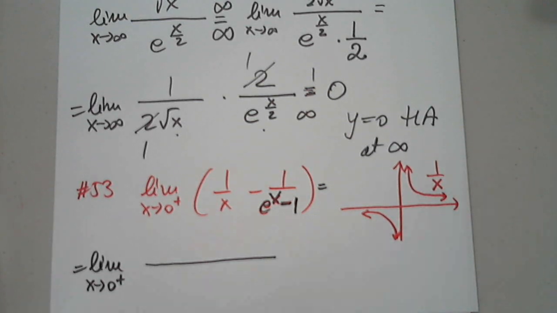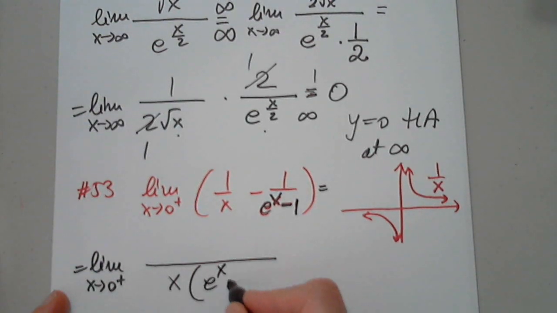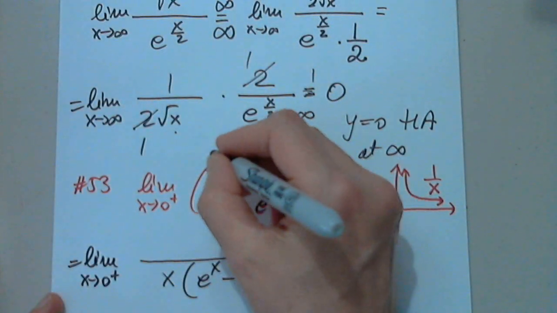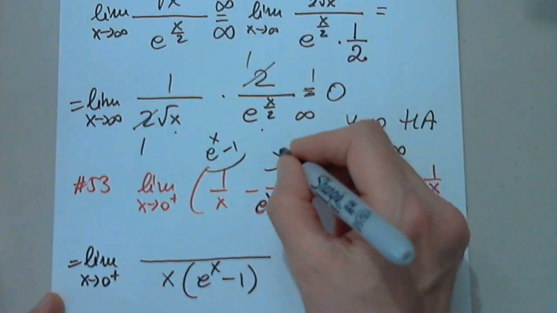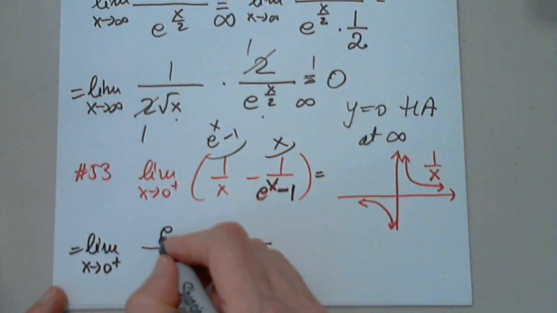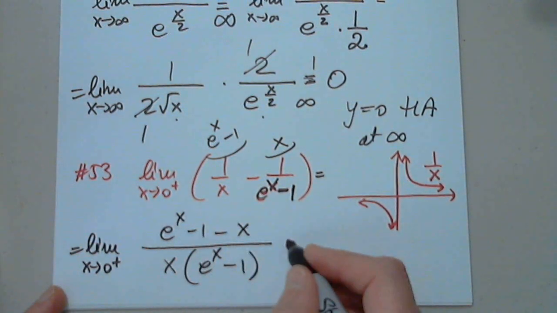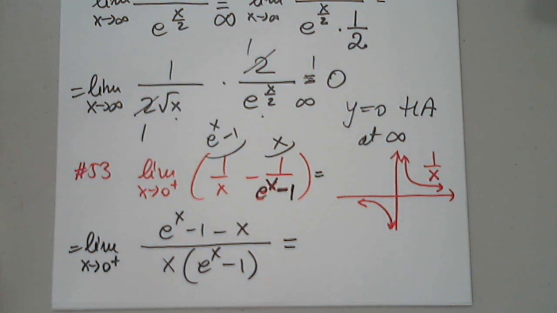x e to the x minus x. Very good. Product of these two. So then this one needs an e to the x minus 1, and then this one needs an x. So this is e to the x minus 1 minus x. Now I can plug it in.